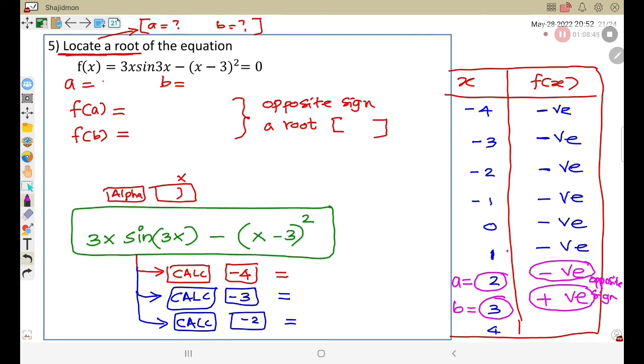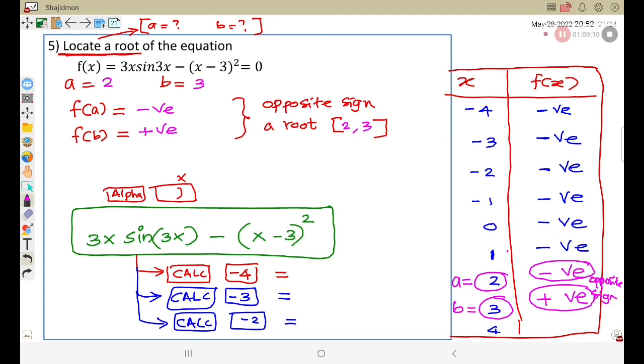What is a? 2. What is b? 3. What is the sign of f of a? Negative. What is the sign of f of b? Positive. Is it opposite sign? Yes, it is opposite sign. So there is a root between the numbers 2 and 3. This is the way of finding the location of a solution. I hope you understood this idea.